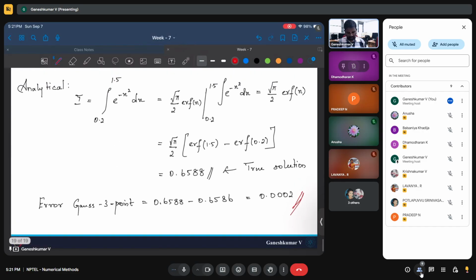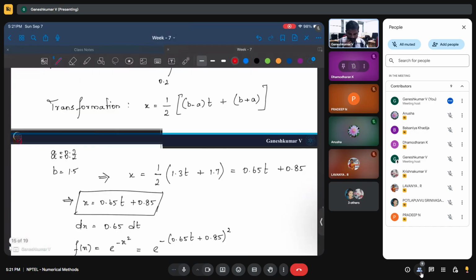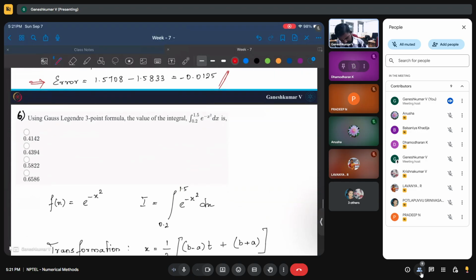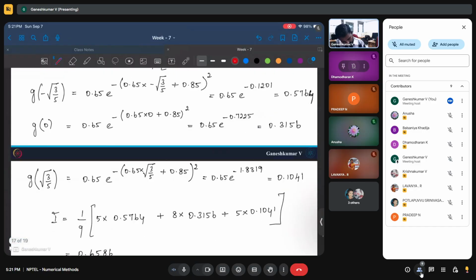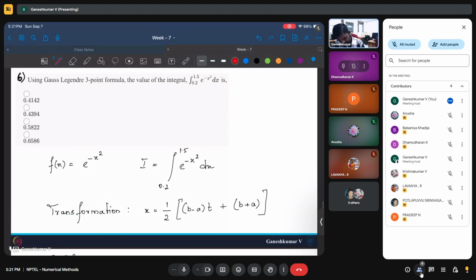All right. Any questions? I hope this will be helpful for you to solve this week's assignment. I covered as much as possible. So, for example, what is the result we got? 0.6586. I hope they are, yeah, 0.6586.